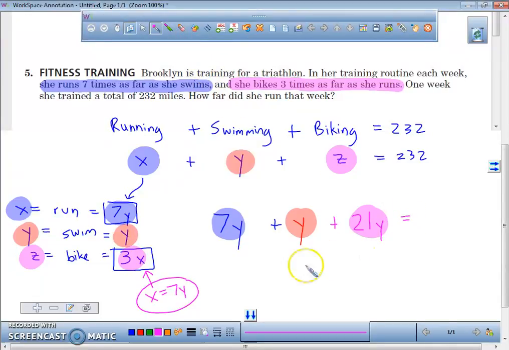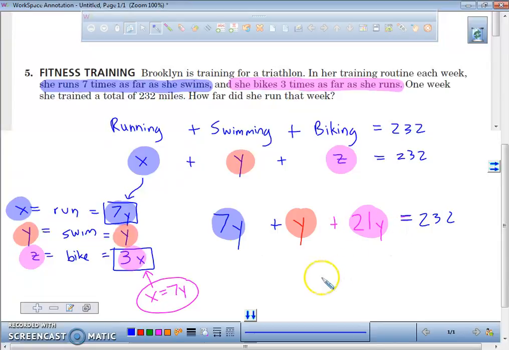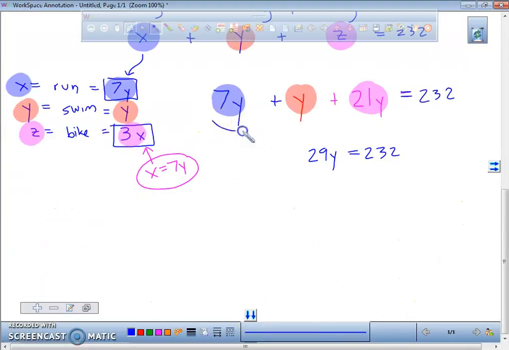Now what am I allowed to do? Now I can actually put them all together, because these are all like terms. So how many total Y's do we have? We have 29 total Y's. Do you see what we were able to do? We would not be able to do this if we had a 3X instead of a 21Y.